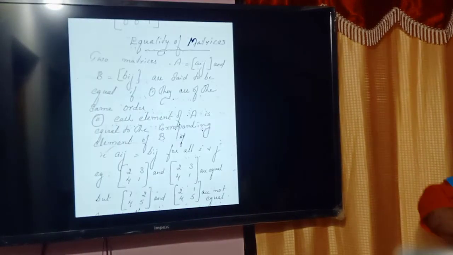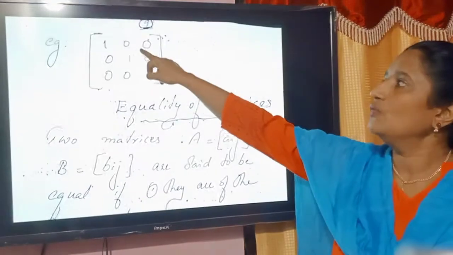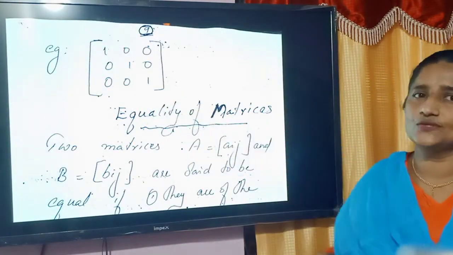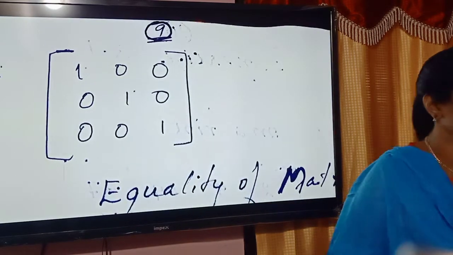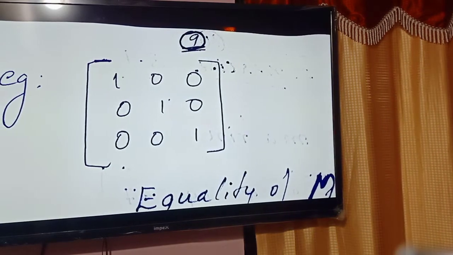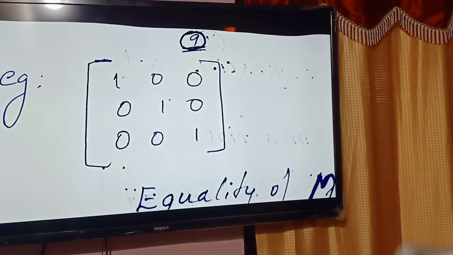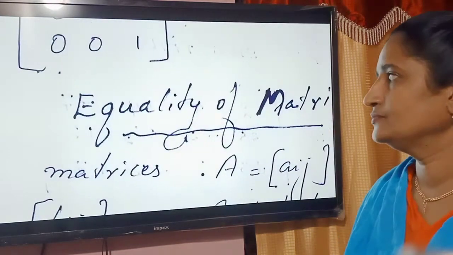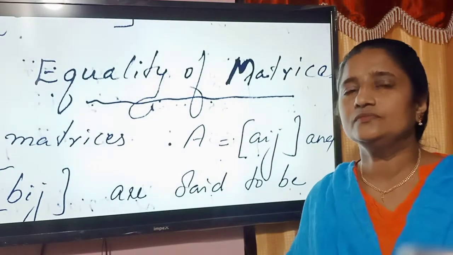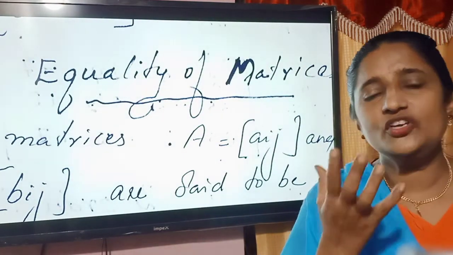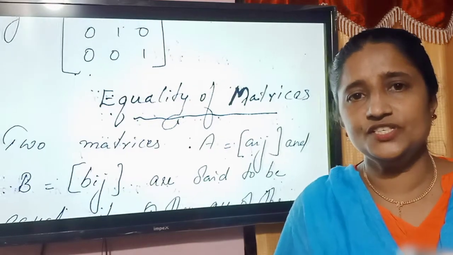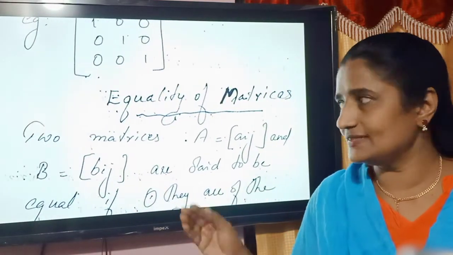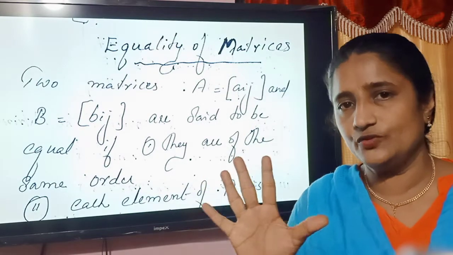Example. Write this example also: 1 0 0, 0 1 0, 0 0 1. Now I think all of you understood all these types of matrices, isn't it? If any doubt about the matrices, in the last 5 minutes you can ask me.